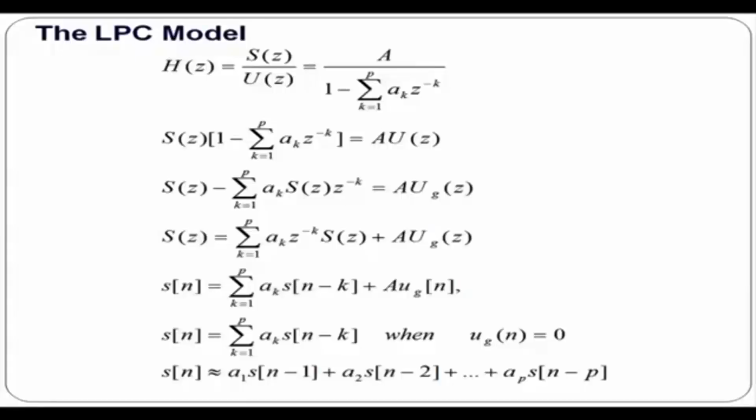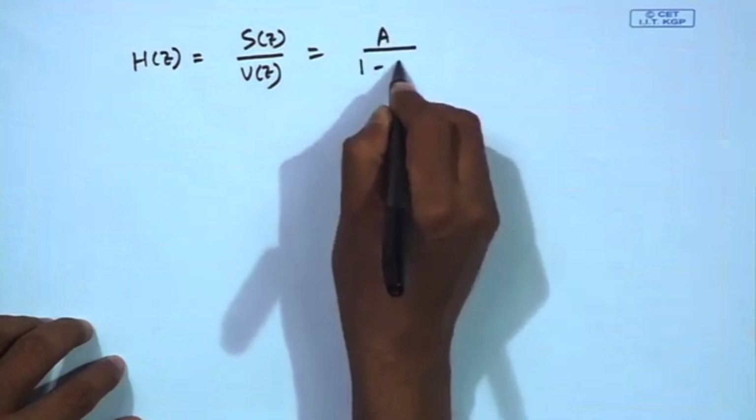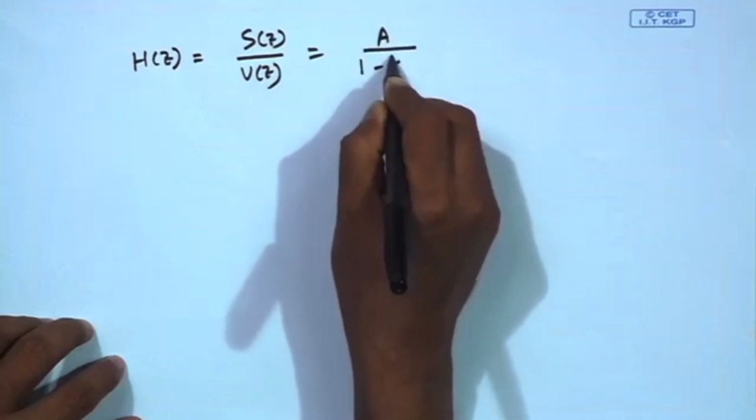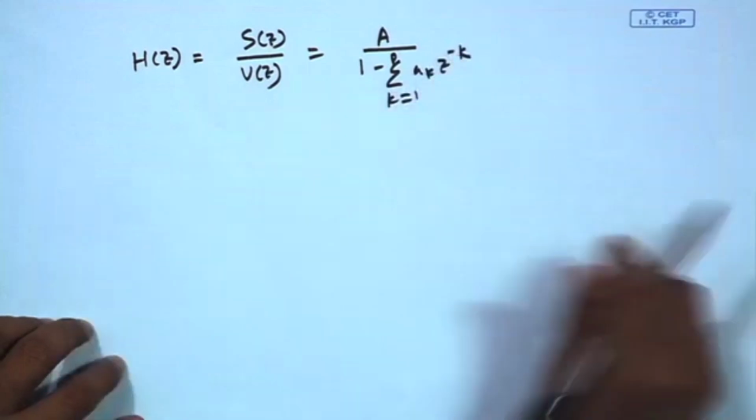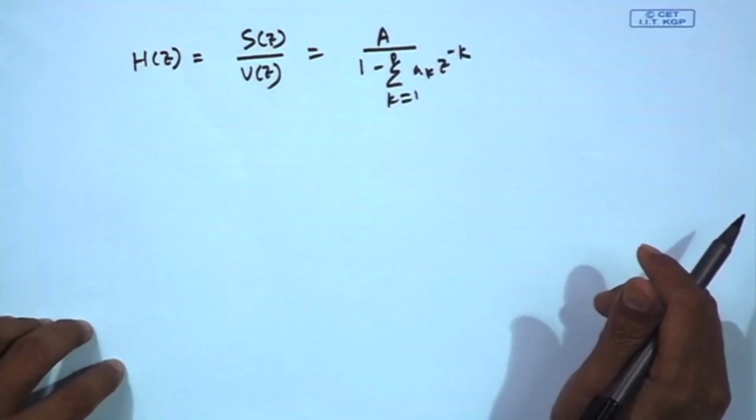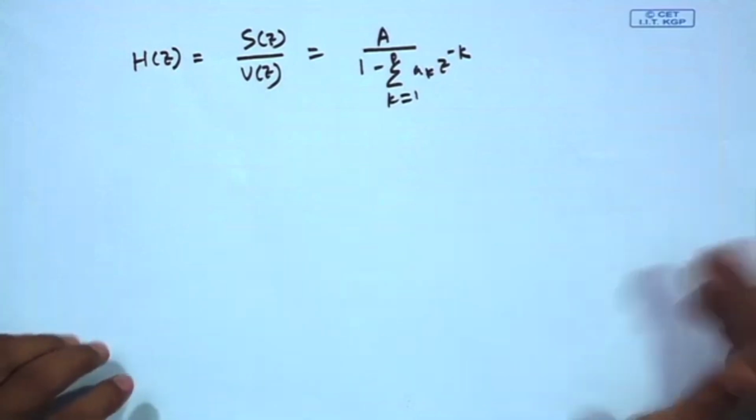Now, if I go to the linear prediction system, I can say H(z) is nothing but the output speech S(z) divided by the input U(z), which can be modeled as A, the gain, divided by (1 minus the sum from k equal to 1 to p of a_k z to the power minus k). P is the number of poles, which we have already studied.